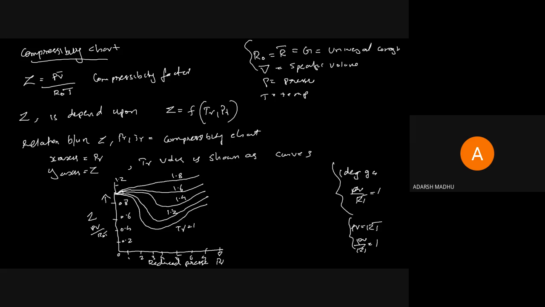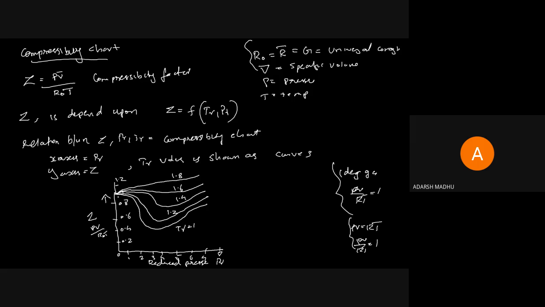The curves start from 1 because PV by RT for an ideal gas equals 1. The x-axis is shown as reduced pressure PR, and the y-axis is shown as the Z value, PV by R naught T, that is the compressibility factor. The relation between the compressibility factor, reduced pressure PR, and reduced temperature TR is known as the compressibility chart. If we know any two of the values, we can find the other value, whether PR, TR, or Z. That is the relation between Z, PR, and TR.